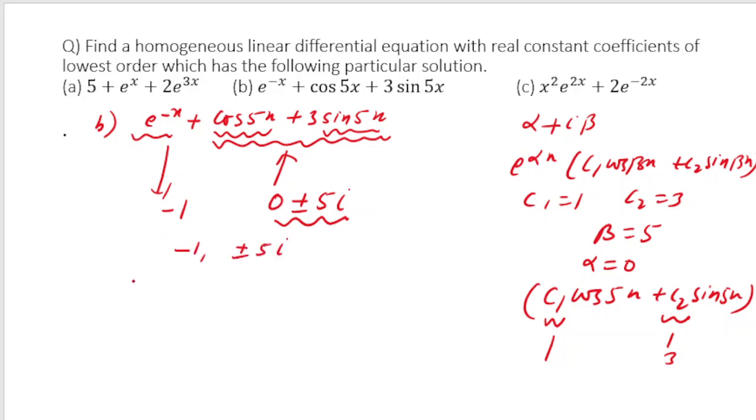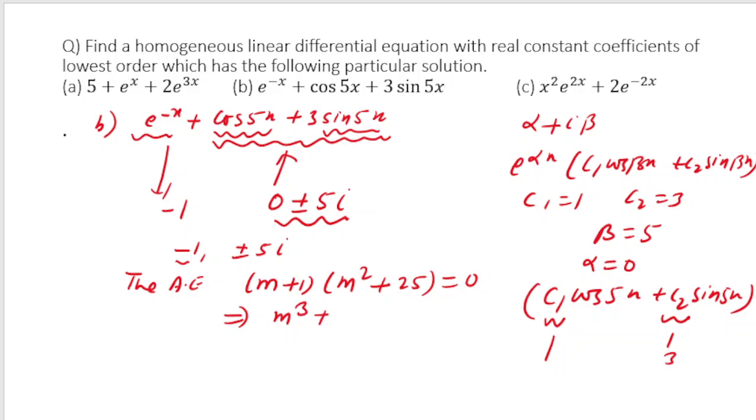So what will be the auxiliary equation? It will have minus 1, so it can be because of the factor m plus 1, and plus minus 5i will be the roots if the factor is m square plus 25, that is equal to 0. So if you multiply this, you will get m cube plus m square plus 25m plus 25 is equal to 0. So this is your auxiliary equation.